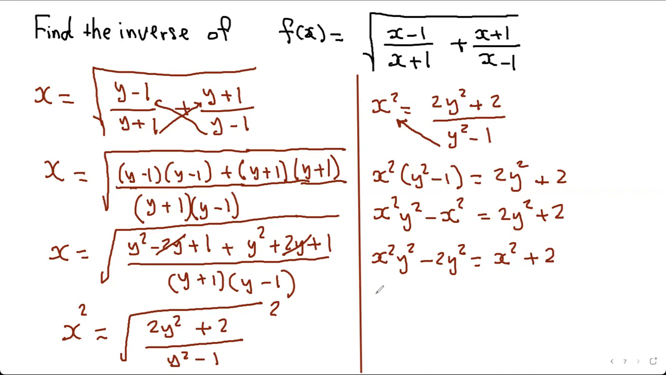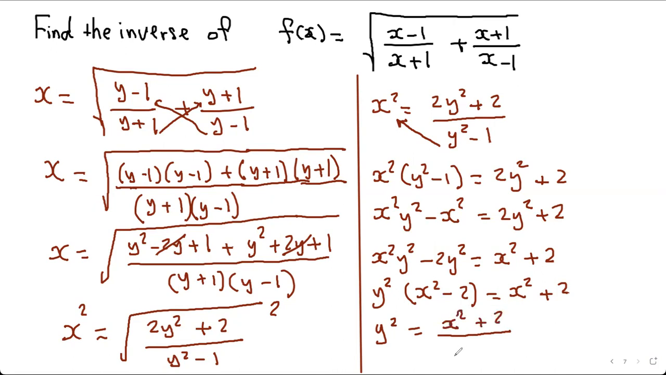Now this will allow me to factor out the y squared. When I factor that out, I get y squared times x squared minus 2 equals x squared plus 2. I'm going to divide both sides by x squared minus 2, and that will leave me with y squared equals x squared plus 2 over x squared minus 2.